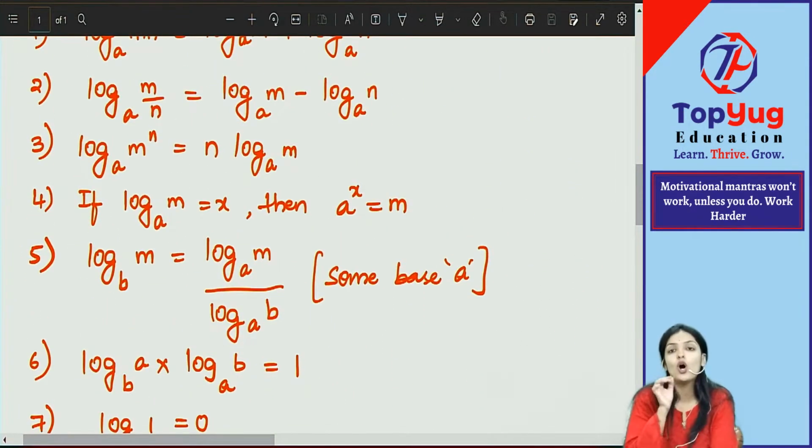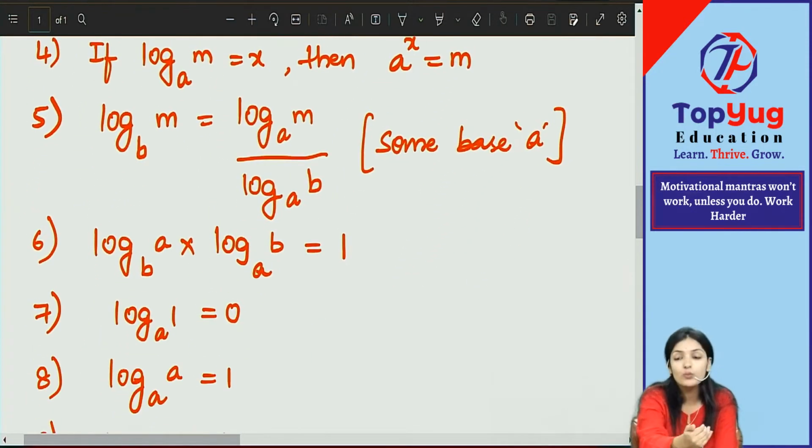Now if log m to the base a is equal to x, it means a to the power x is equal to m. This we have already studied. Now the more important formulas are coming.